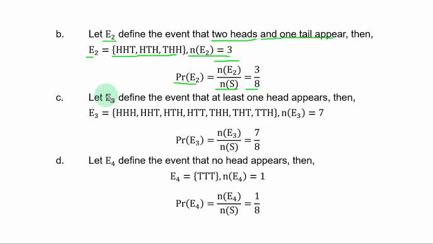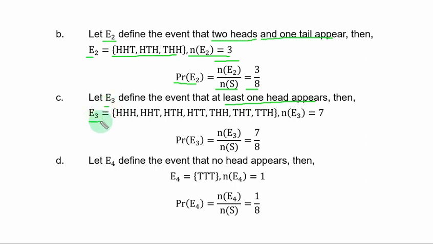C part of the question, you have at least one head appears. At least means where you have one head, where you have two heads, and where you have three heads, one and above. So let E3 define the event that at least one head appears.